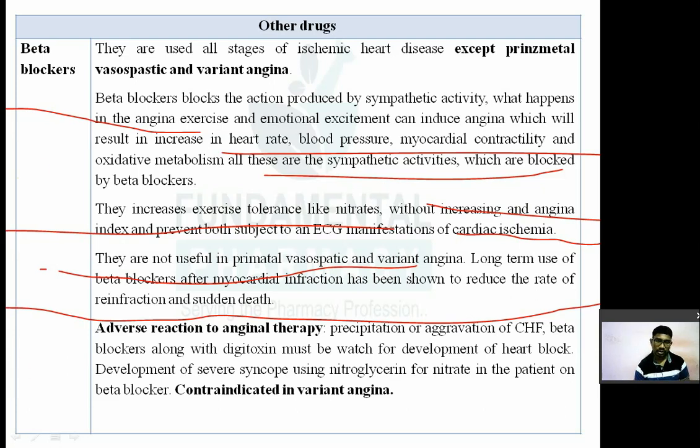Adverse reaction to the anti-anginal therapy. Adverse reaction of beta blocker as anti-anginal drug. So precipitation and aggravation of congestive heart failure.